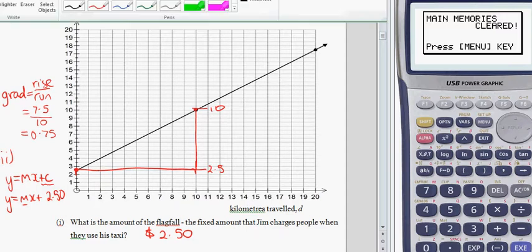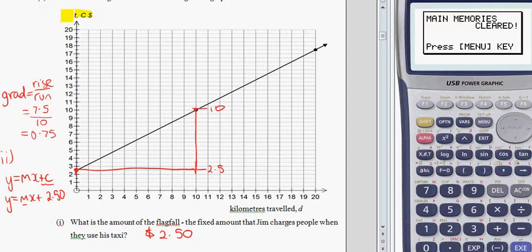The other thing we should practice doing is using the proper variables. If we look back at our graph, I can see on the y-axis we have c for cost, and on the x-axis d for kilometres travelled. So back to our equation, instead of y we'll write c equals, the gradient is 0.75 times d, where d stands for how many kilometres you travel, plus the standard $2.50. That would be the equation for that.